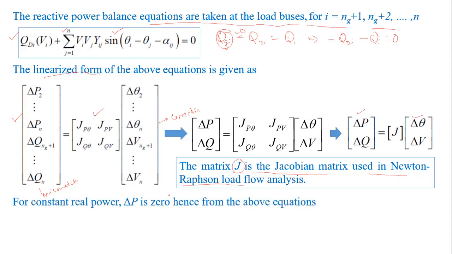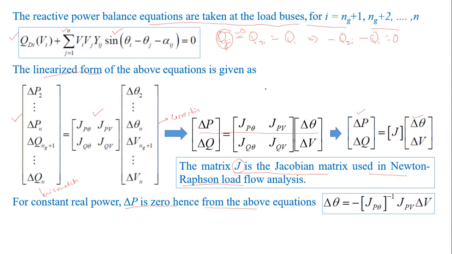The constant real power, that is delta P, is 0, because we are taking a steady state point, so we are considering the real power injection as constant. So your delta P will become 0. Hence from the above equation, I can write the first equation, delta P equal to JPtheta delta theta plus JPV delta V. From there I can write delta theta equal to this.